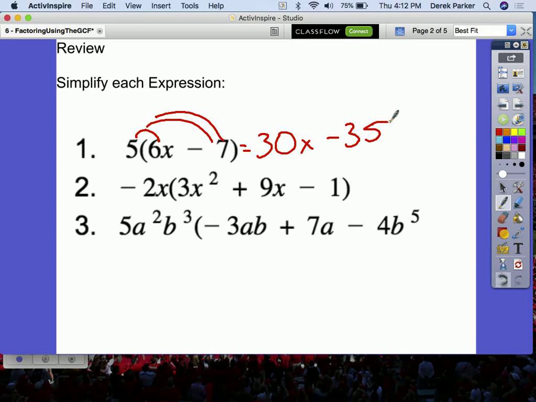Number 2, negative 2x distributed to the parenthesis. Negative 6x, remember that is to the third power because you're just adding the exponents, minus 18x squared plus 2x.